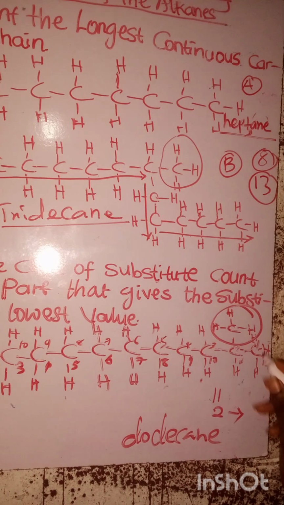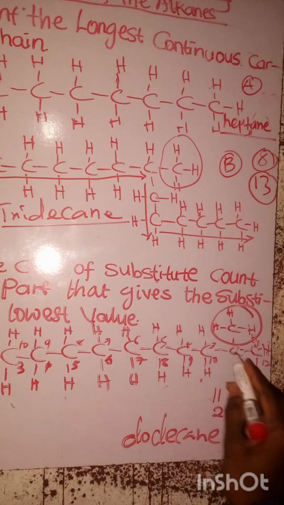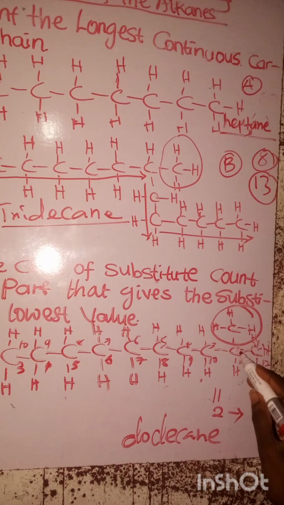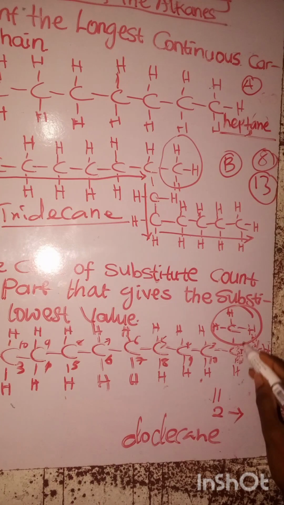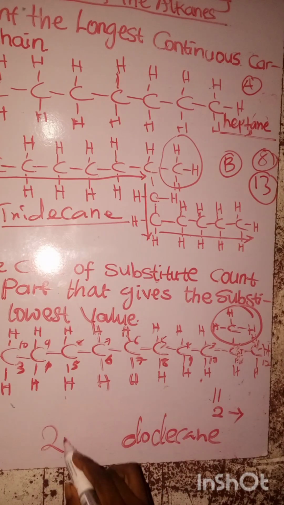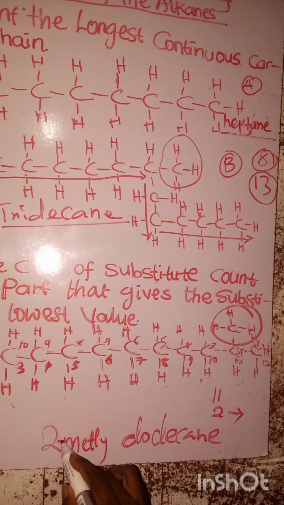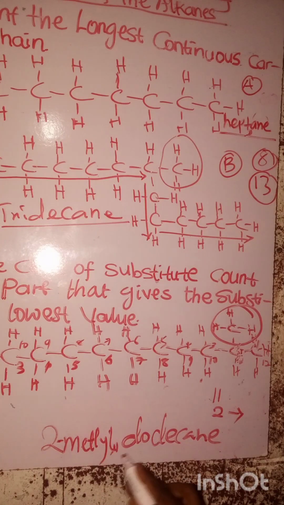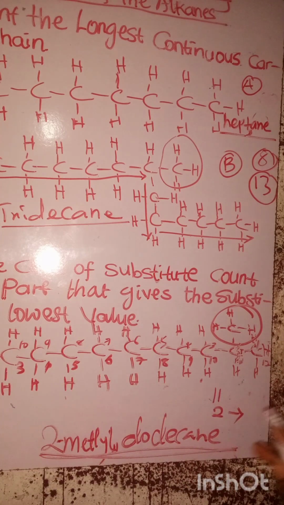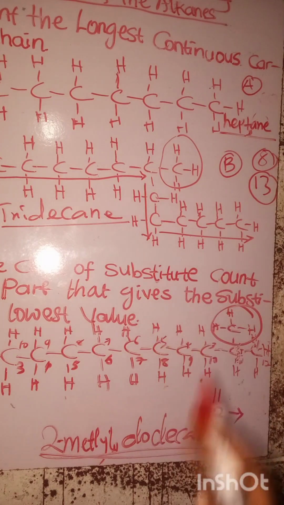So now we've gotten it, we'll call and mention the number of the carbon atom the substituent is found in. So we'll say 2-methyl. You put a hyphen here. 2-methyl dodecane. That's the name of this compound. 2-methyldodecane. Dodecane is the 12th member of the alkane.